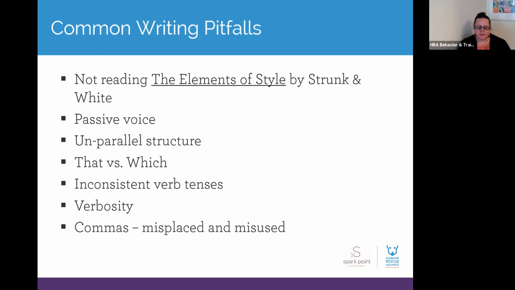And then finally, commas are often misplaced and misused. Again, we have a detailed slide that we'll share in the presentation after the fact about how to use commas, but people tend to use them more than they should, usually. So we just really sped through a very high level overview of good grammar.